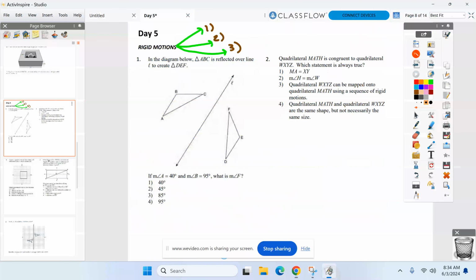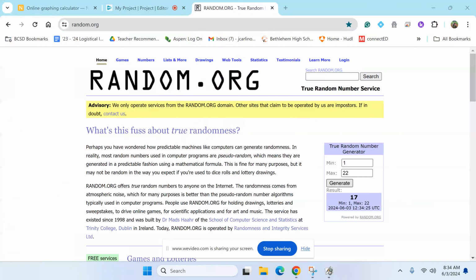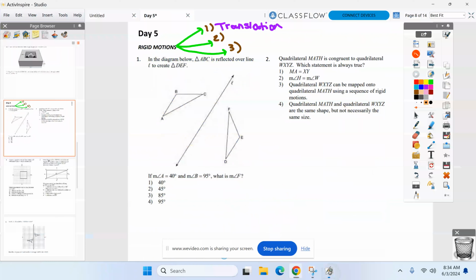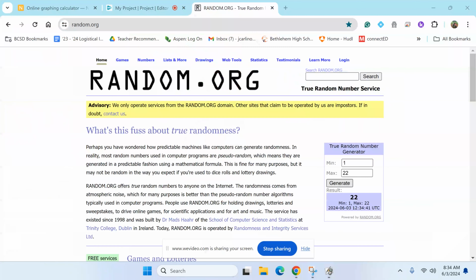Translation, a slide. Good start. That's when I slide a figure up, down, left, and right. Yep, a translation. What else would not change size or shape that we discussed? Let's go, Simon. Rotation. Good. Turning a figure does not change the size or shape. And then we had a final one that we did that does not change anything. Alyssa?